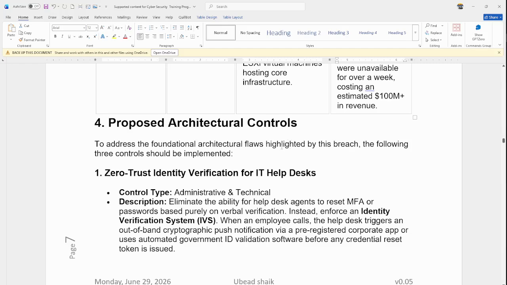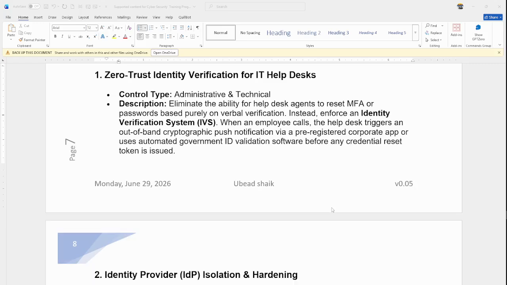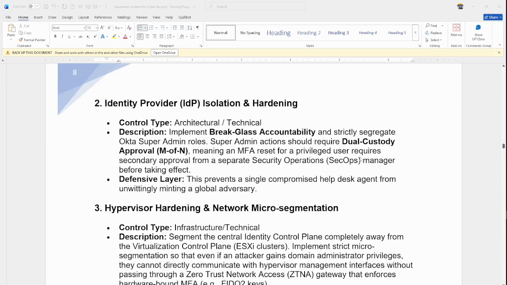Okay. So now in this case, our audio call is requested. So they have to show their identity card, and only then will you identify them. So that is your zero trust. And then you will have an identity provider, isolation and hardening. Okay. So if you are putting in any super access, then there should be a secondary approval. If you are getting super access, then the manager also has to approve. Without that, you cannot do exfiltration, or you cannot go sideways.